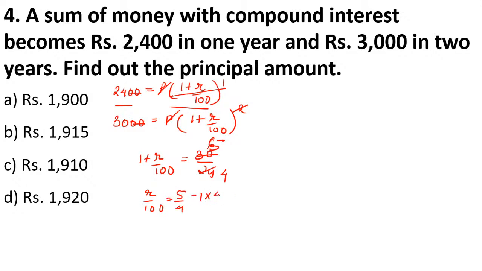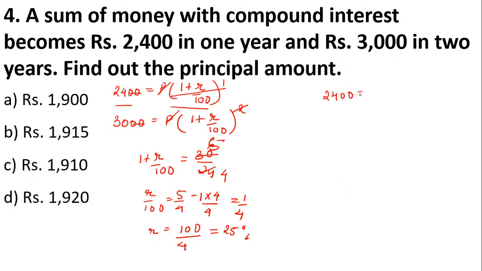I already told you how to take LCM. You can take it this way. So it is 1 upon 4. R is equal to 100 upon 4, which is 25. Rate is 25. Right, students? Now we have to calculate what? The principal.